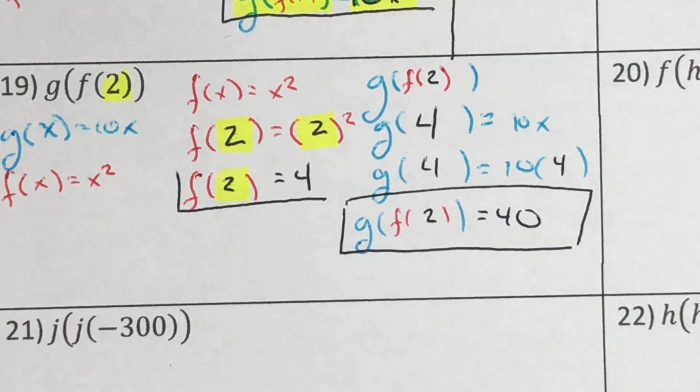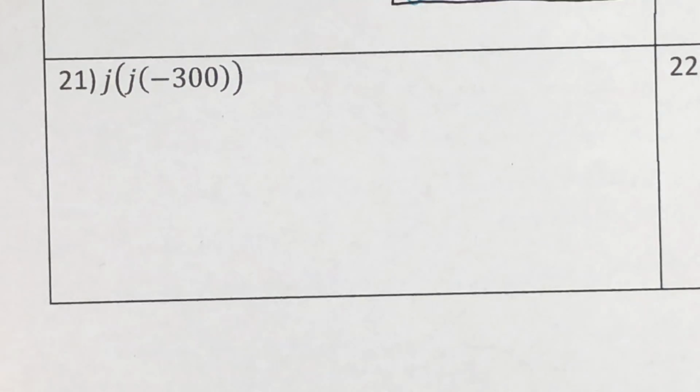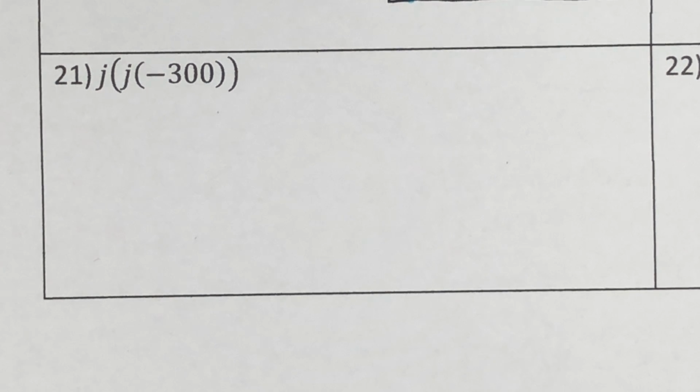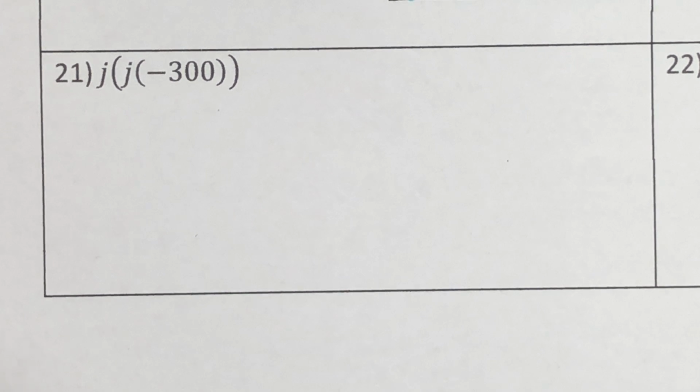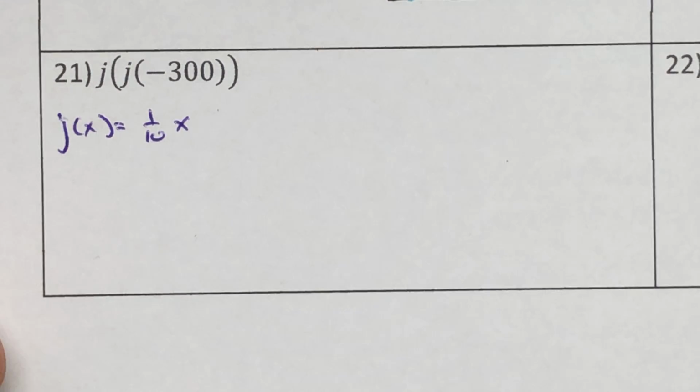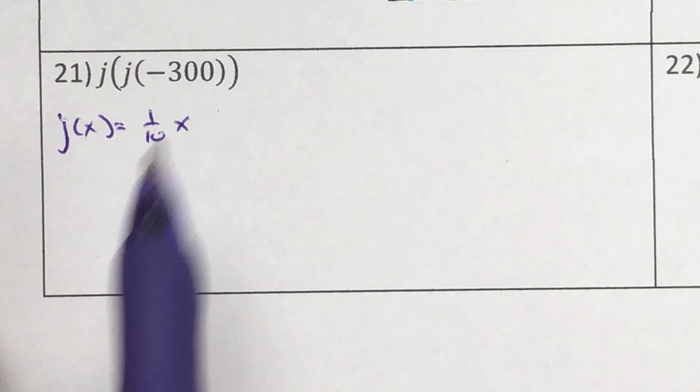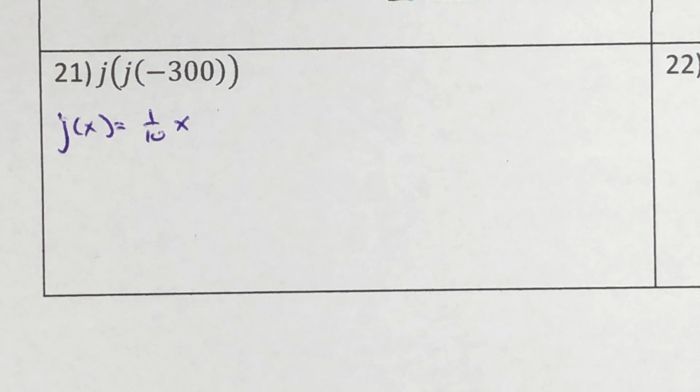There we go. So now that you've seen several of these, why don't you go ahead and try number 21, pause the video, unpause it when you're done, and see how well you did. Okay? So now that you've had a chance to try it out, we have j of negative 300. So let's go ahead and give this a shot. So j, we defined j in purple. J of x is 1/10 of x. And actually, this might be a better point to pause the video because I didn't actually have this written on the screen. So if you paused it and just kind of stared at the screen, pause it now, try it out. Okay.